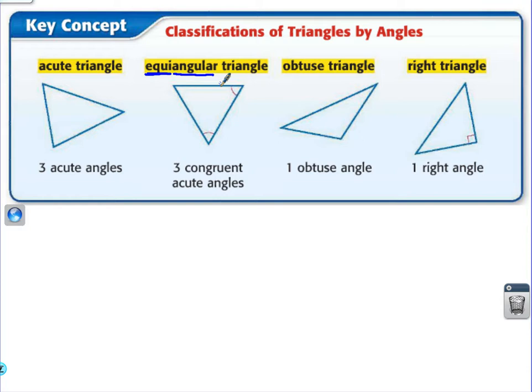A triangle with a single obtuse angle. And a reminder, an obtuse angle is an angle that's bigger than 90 but less than 180 degrees. Anytime you have a single obtuse angle, that is an obtuse triangle.